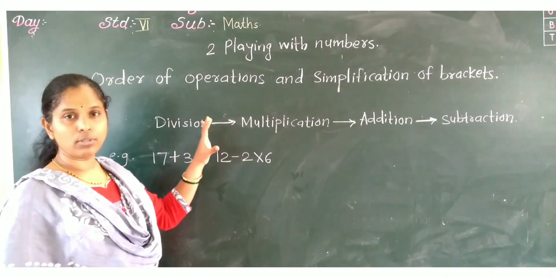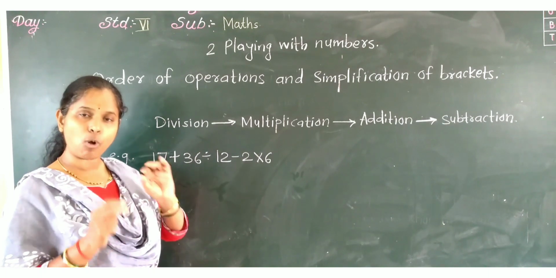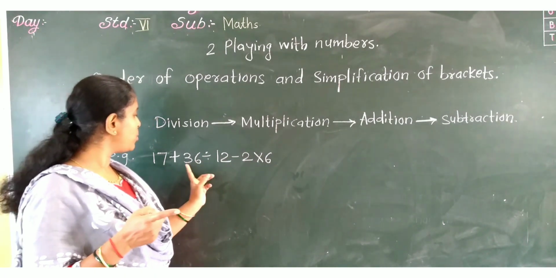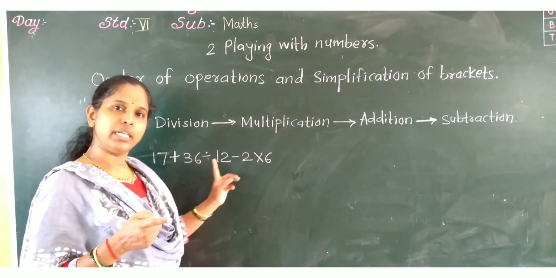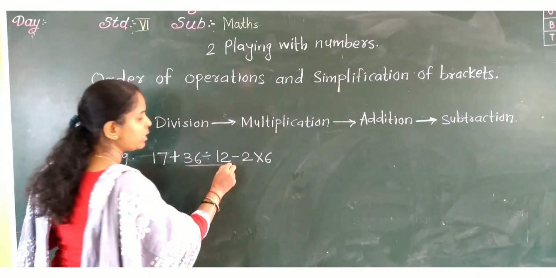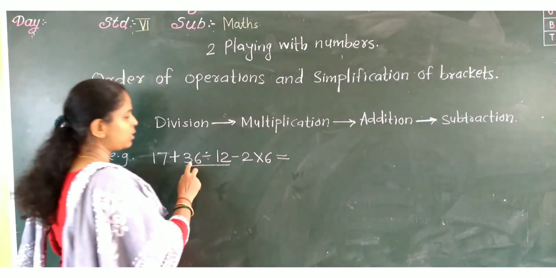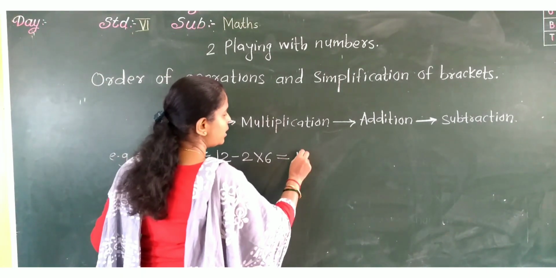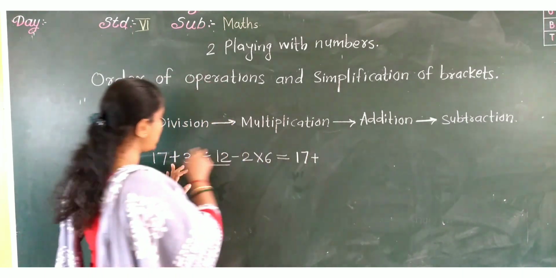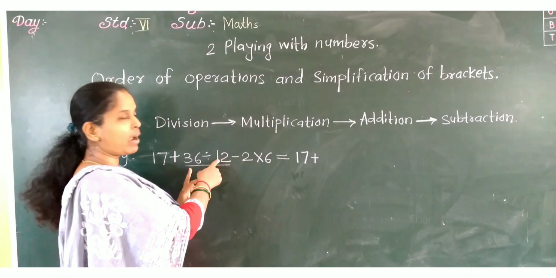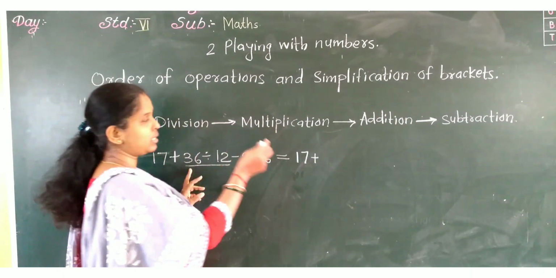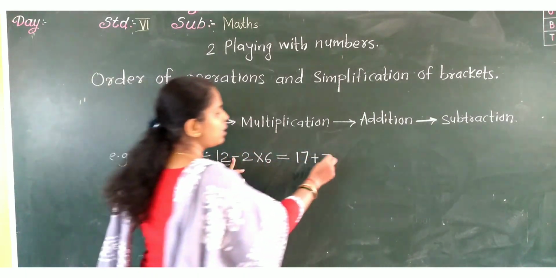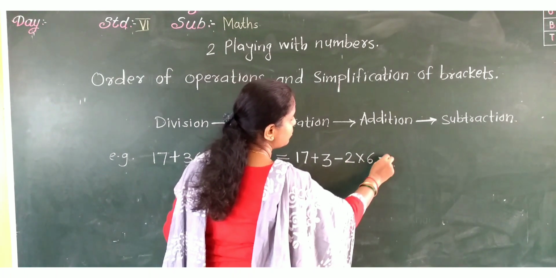So as per the rule, we always give first preference to division and multiplication. Now here see, which operation has come first, division or multiplication? Division. So first we will carry out division. We have to divide 36 by 12, and other things we have to write as it is. So it is 17 plus, this sign also we write as it is. Now 36 divided by 12: 12 3s are 36, so the answer is 3. Okay, this is over. Now the remaining we write as it is, minus 2 into 6.